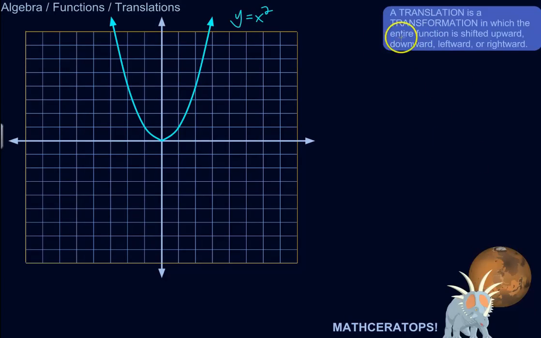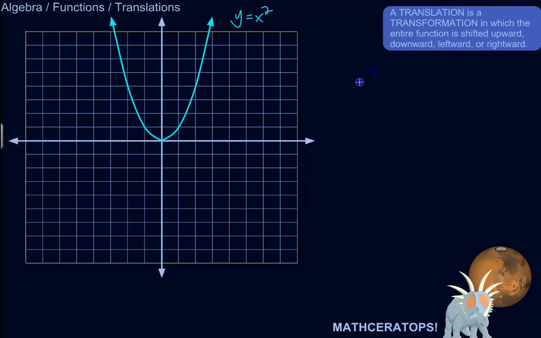So translation is a transformation, a change of the graph in which the entire function is shifted. The entire graph of the function is shifted upward or downward, so vertical translation, or it can be translated horizontally, so you can shift the whole thing to the right or to the left. And of course, you can do any combination of those. Up and to the right, down and to the left, up and to the left, etc. So let's look at how the equations would change to show those kinds of translations.